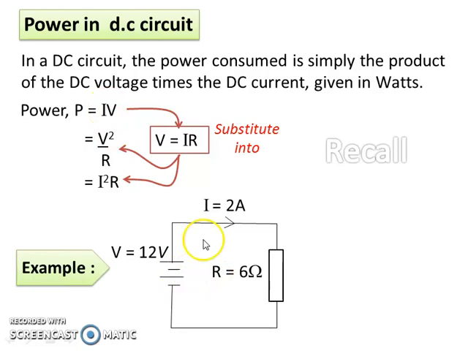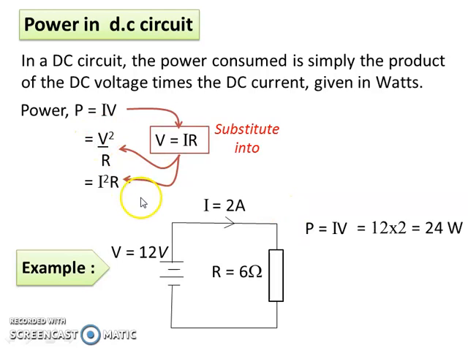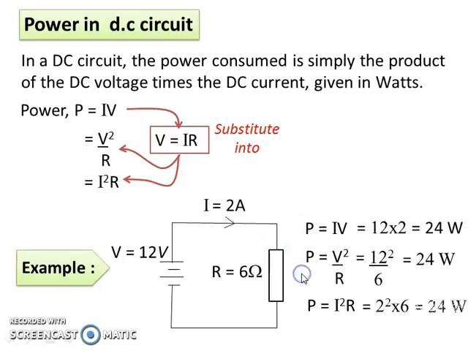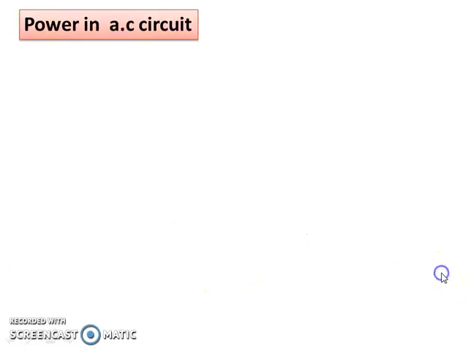Example, in this circuit, if the current is 2 ampere, the voltage supply is 12 volt and the resistance is 6 ohm, using the three equations given here, we all get the same answer, 24 watt. So this 24 watt means the power consumed by the resistor is 24 watt.